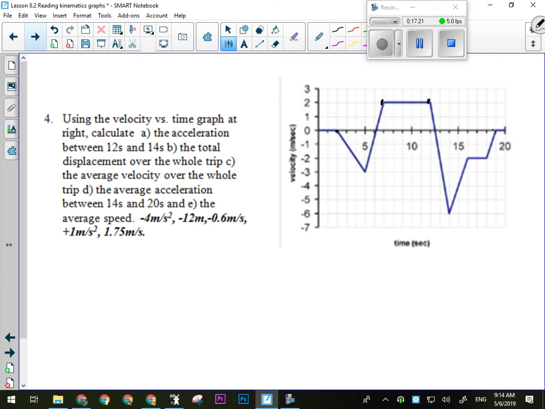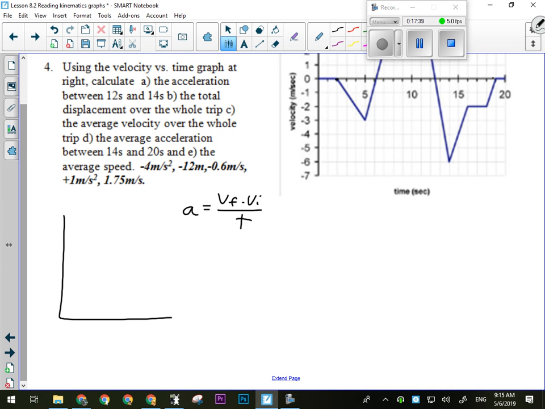So if I want to calculate acceleration, and we only talked about this briefly last week, the formula for acceleration is Vf minus Vi over t. Okay, that's on your formula sheet, but that's the formula for acceleration. This is where we get it from.